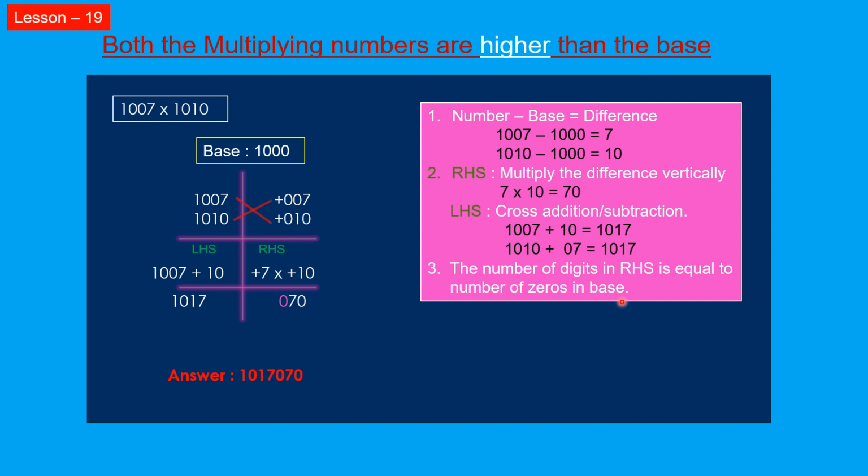The last step is you have to see the number of digits in RHS is equal to the number of zeros in the base. So our base is 1000. So there are 3 zeros. So we need to have 3 digits on our RHS side. So here we have 70. So we have only 2 digits. So in order to make 3 digits, we add 0 in front of 70. So now we have 3 digits, 0, 7, 0. So combine your LHS and RHS to get the final answer, 1017070.